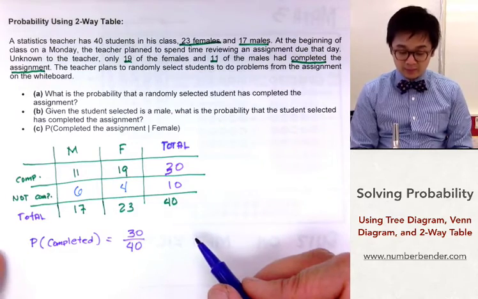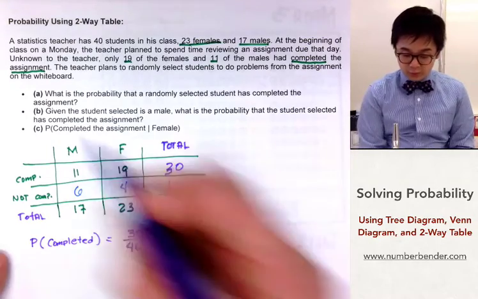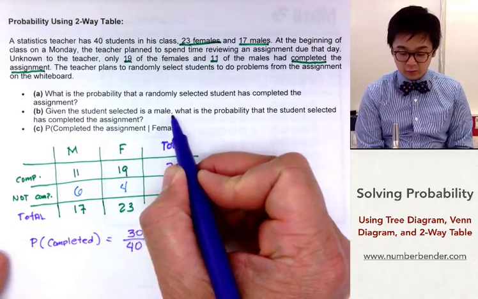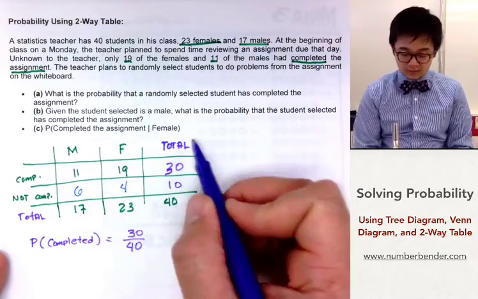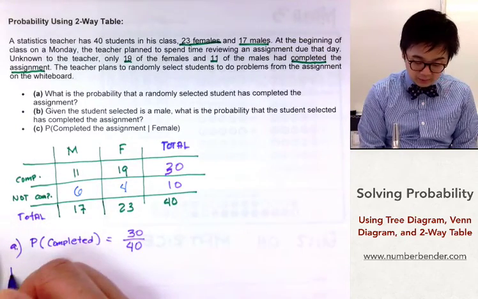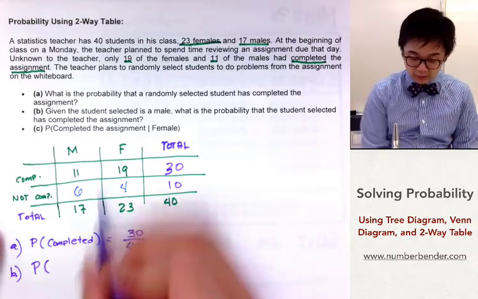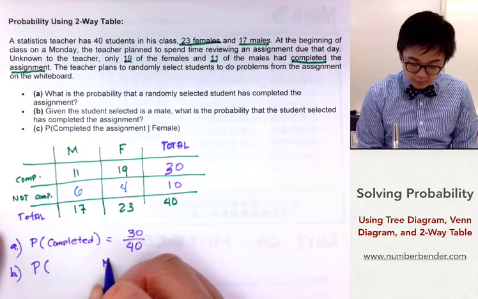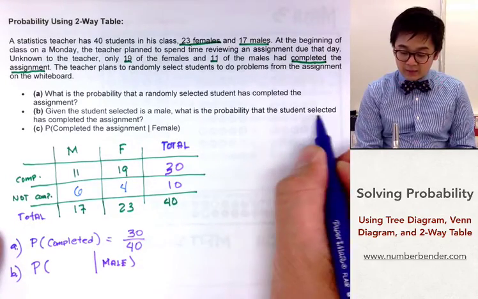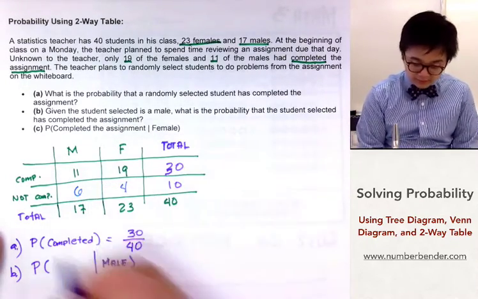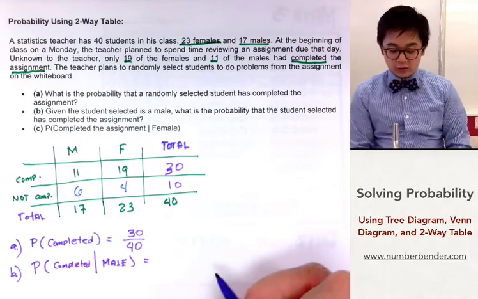Now, yung pangalawa naman, ang pangalawang question is an example of a conditional probability. So, given the student selected is a male, so kung male daw yung mga estudyante, what is the probability that the student selected has completed the assignment? So, to write this probability question, so dapat alam nyo rin yung pagsulat ng probability notation. So, given that the student is a male, this will be your denominator. Ano daw yung probability na ang naselect nating estudyante na lalaki ay nakapag-complete ng assignment? So ito yung probability notation ng ating conditional statement.